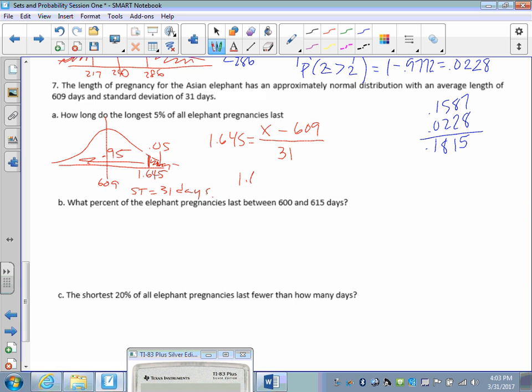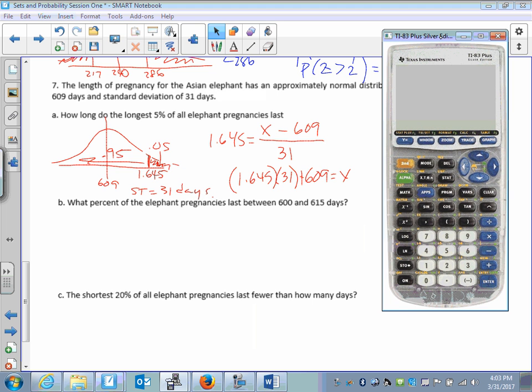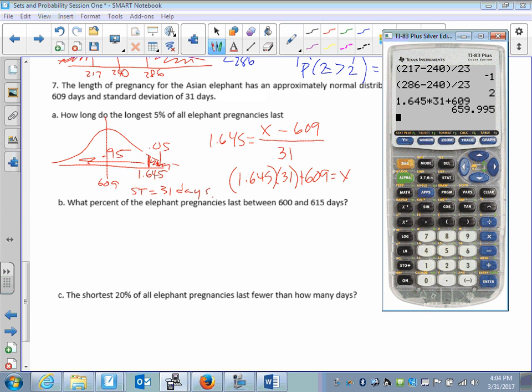So I get 1.645 times 31 plus 609 is going to be equal to x. And we'll just ask our calculator to tell us what that is. And we get 659.995, so 660 days approximately.